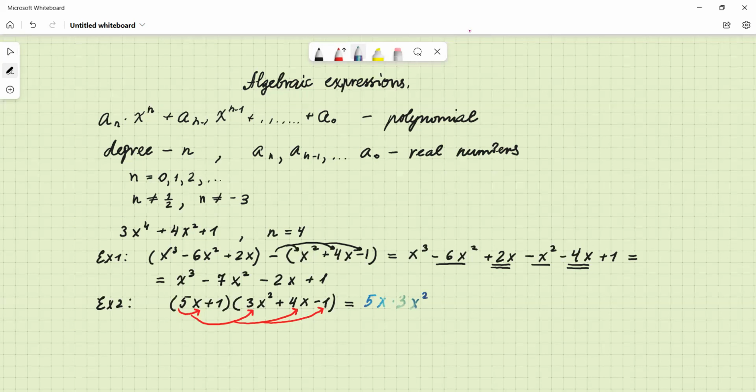Next, 5x is going to be multiplied by 4x, and the last one is 5x multiplied by -1.